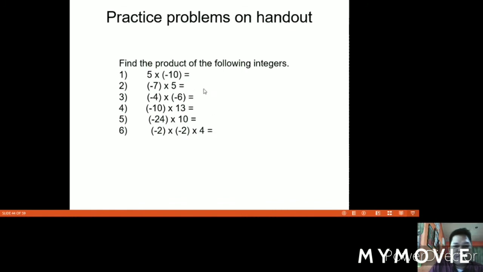What is your answer for the given practice problems? The answers are: negative 50 for number 1, negative 35 for number 2, positive 24, negative 130, negative 240, and 16. We have negative 2 times negative 2, which is positive 4, and 4 times 4 is 16.